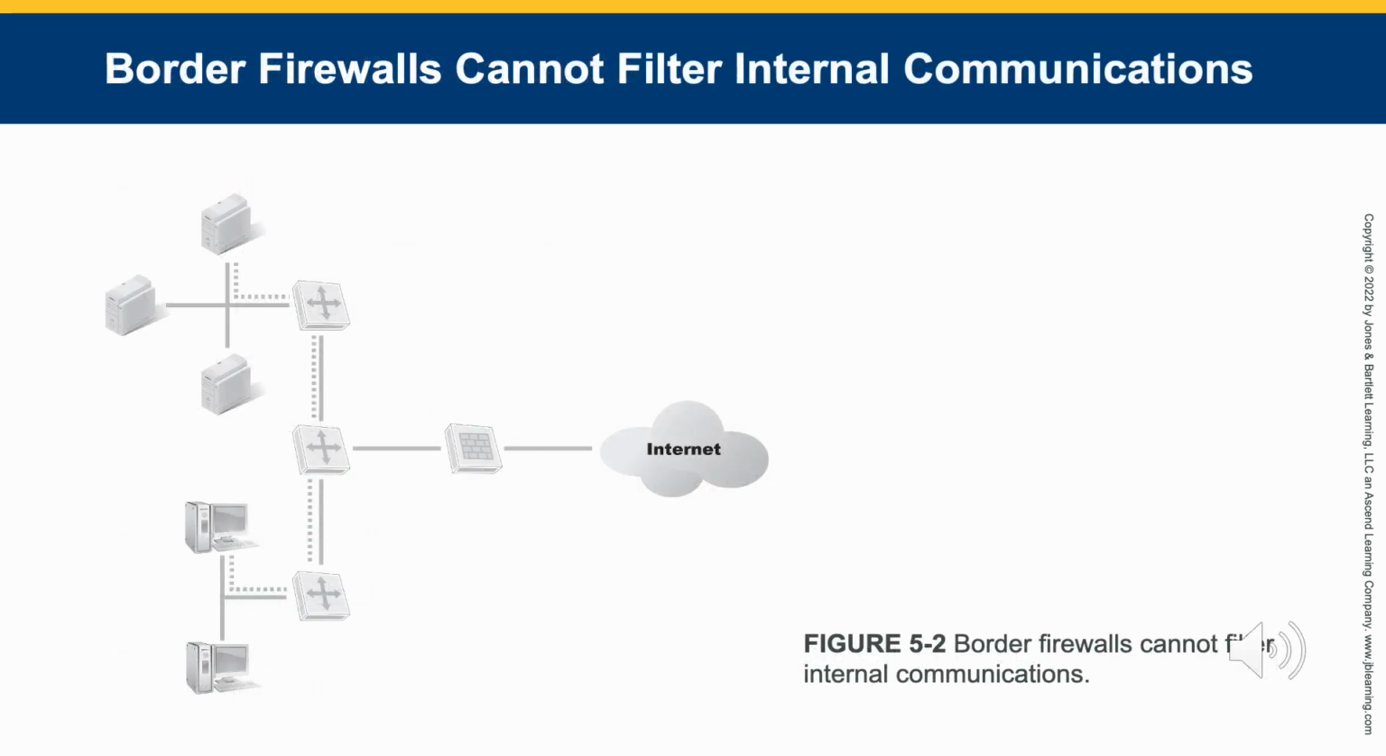In this example, we see the internet on our right. We have a border firewall next. And then we have routers and endpoints. And a border firewall cannot filter internal communications because it's not in line with the internal communications. It's only protecting from the internet.